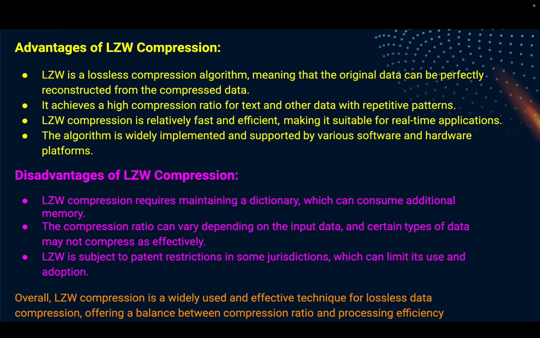Disadvantages of LZW compression. LZW compression requires maintaining a dictionary, which can consume additional memory. The compression ratio can vary depending on the input data, and certain types of data may not compress as effectively. LZW is subject to patent restrictions in some jurisdictions, which can limit its use and adoption. Overall, LZW compression is a widely used and effective technique for lossless data compression, offering a balance between compression ratio and processing efficiency.